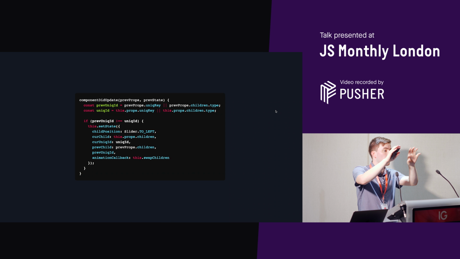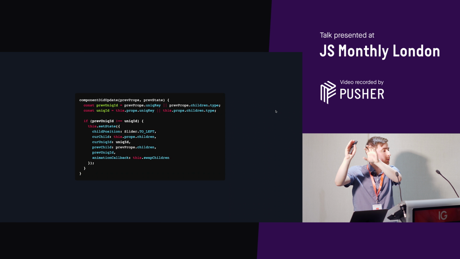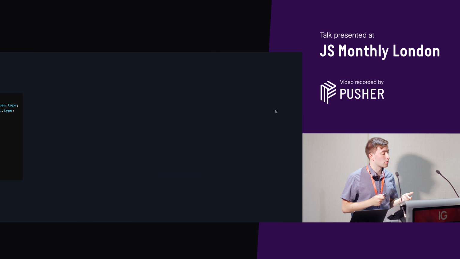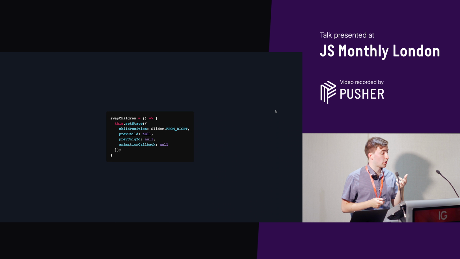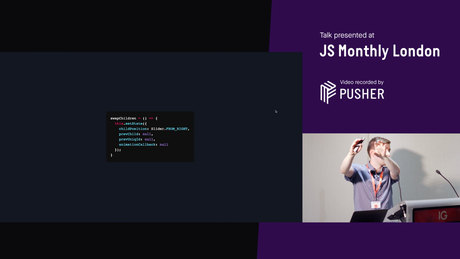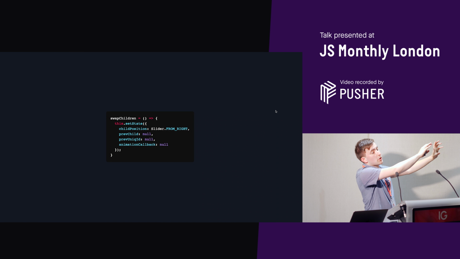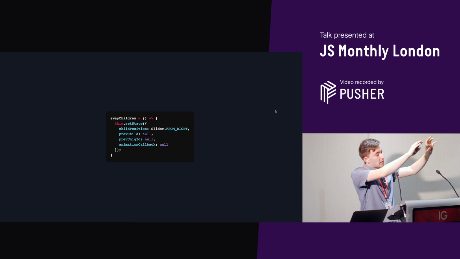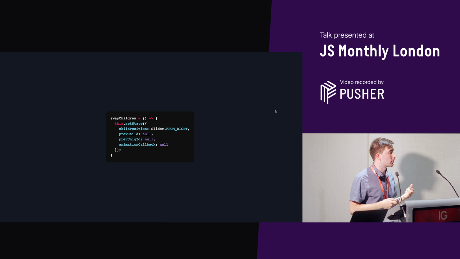So basically when we're moving to the left, as soon as we get there, we're going to call this.swapChildren, which just says, okay, set the child position to from right. So we were going to the left, and when we say from right, it will suddenly jump to the right-hand side and start moving into the center. That's what that child position means. And then we just clear our previous child.